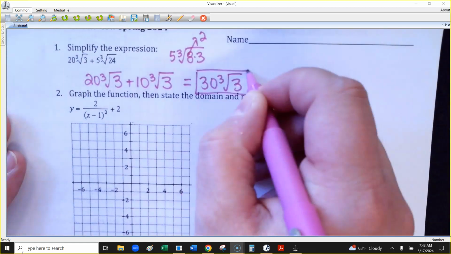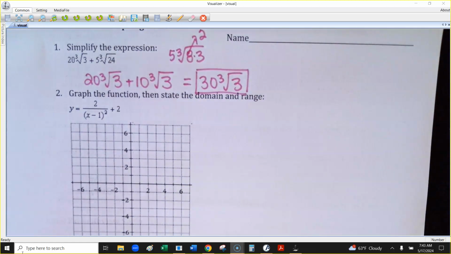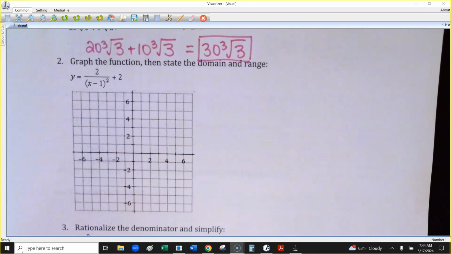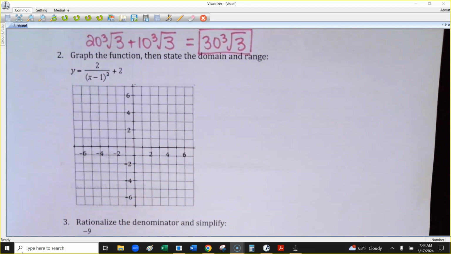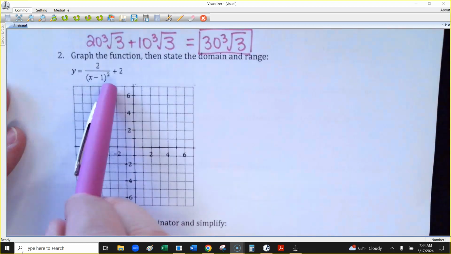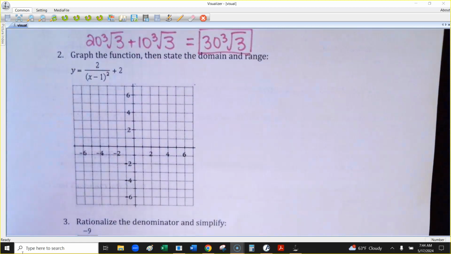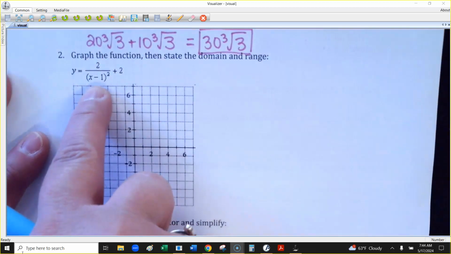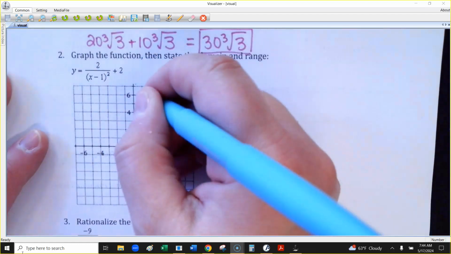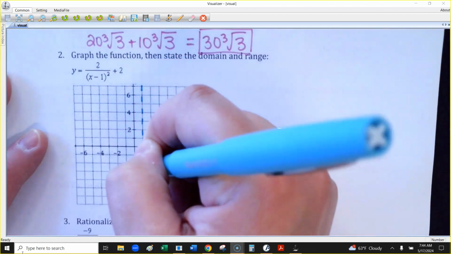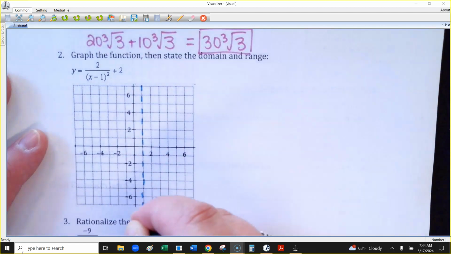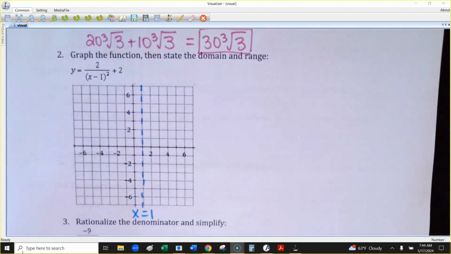So it didn't look like we could add it initially, but we actually can. Now this one is a little bit more recent. This is from our rationals unit. We have 2 over (x minus 1) squared, plus 2. What value can x not be here? 1, right? We can't divide by 0. So it's the opposite of what it looks like. Positive 1 is going to be your vertical asymptote, so x equals 1.